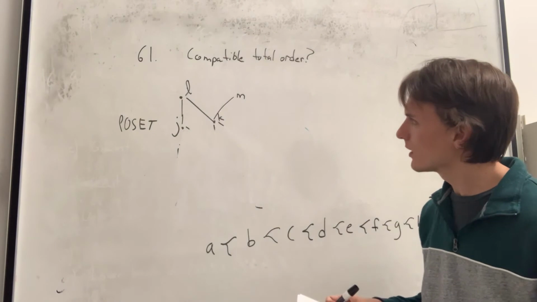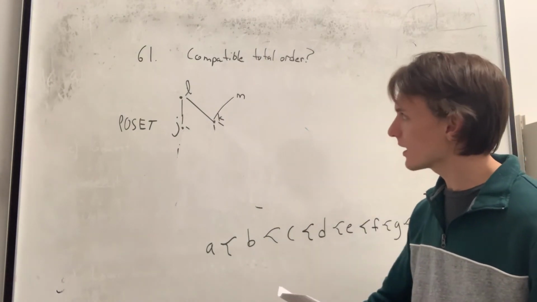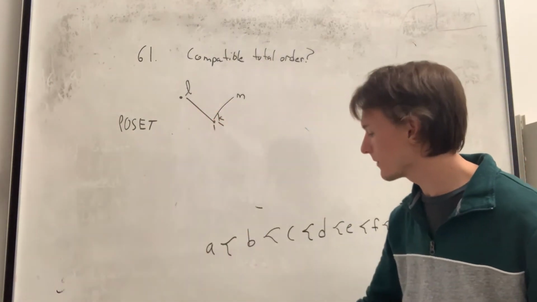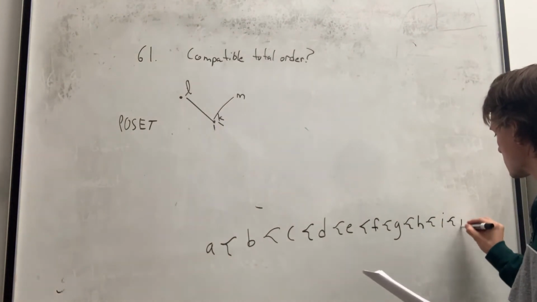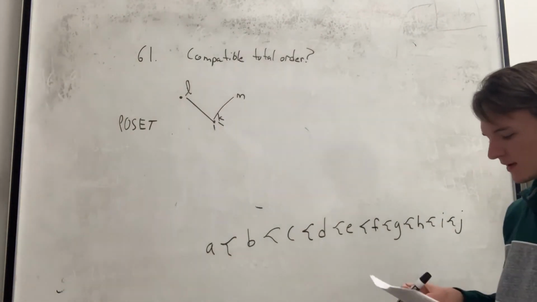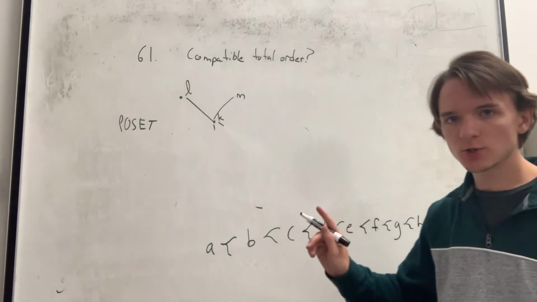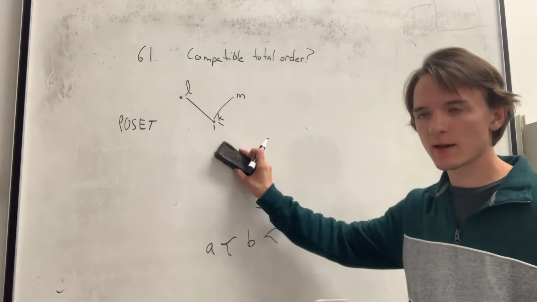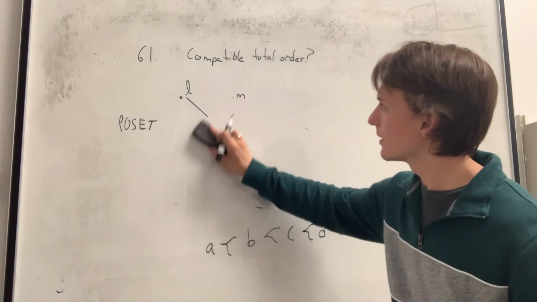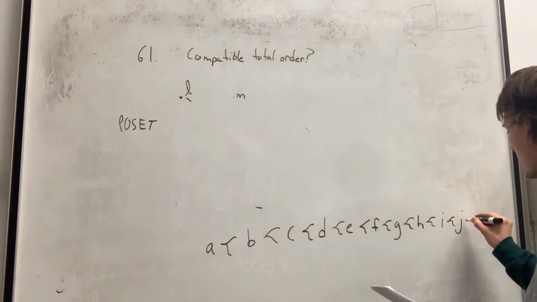After I, we can choose J or K. Let's choose J. Can you see that? So after J, we must choose K because K is the only lower bound in the remaining diagram. So we remove K.